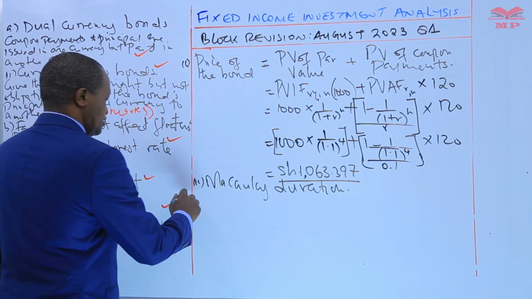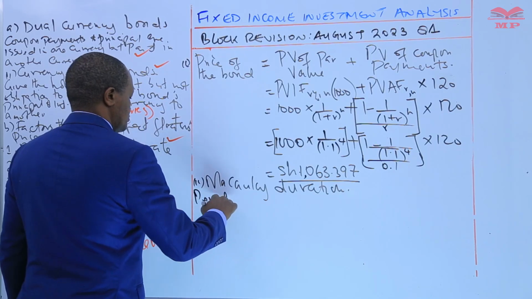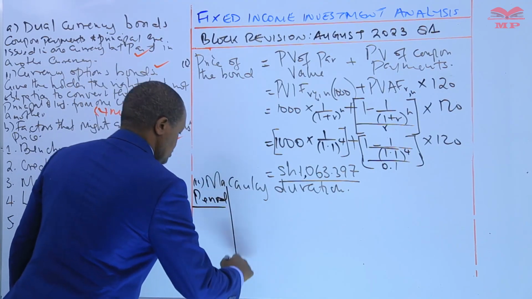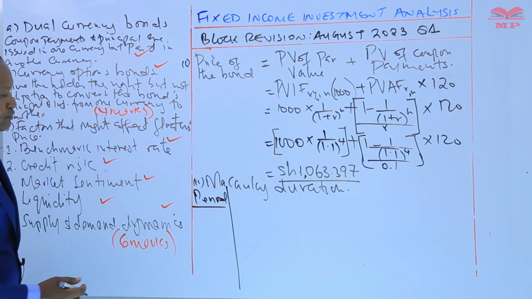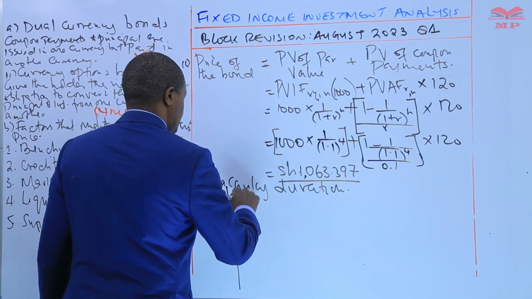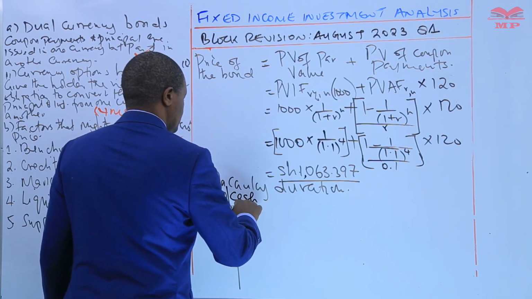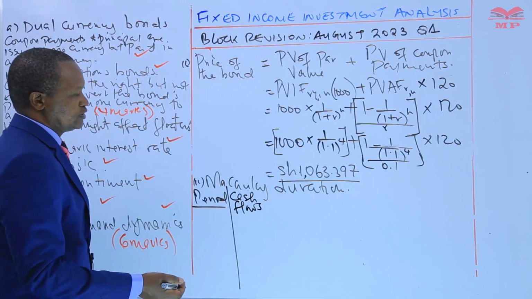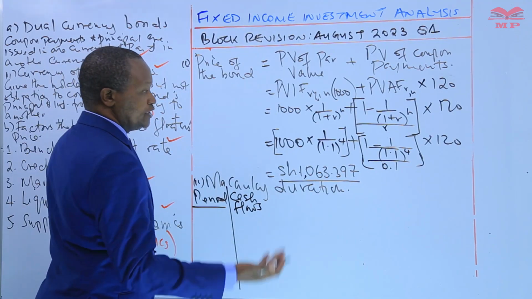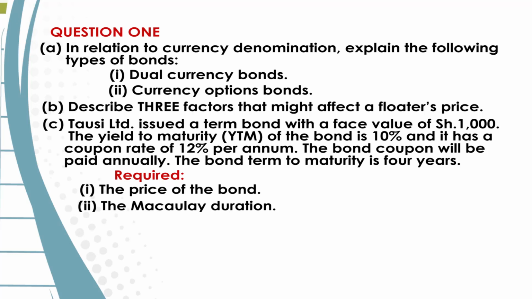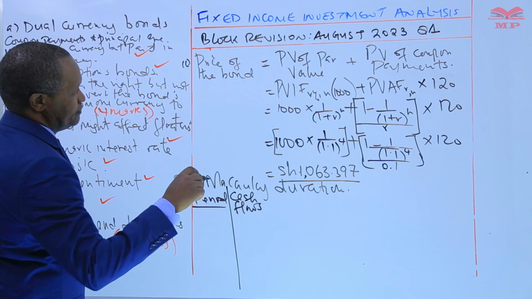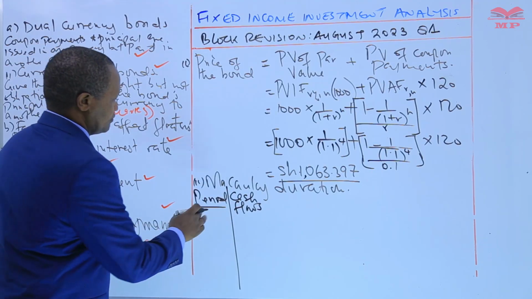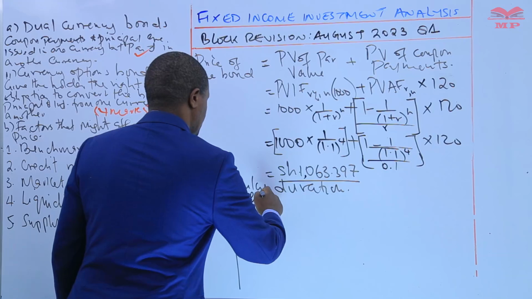We're going to have here period, and we know there are 4 periods. These are 4 years. Period is 1, 2, 3. The next column is the cash flows. We know the cash flows include the principal of 1,000, which is the par value of the bond, and the coupon payments of 120 shillings per annum. That is the cash flows.